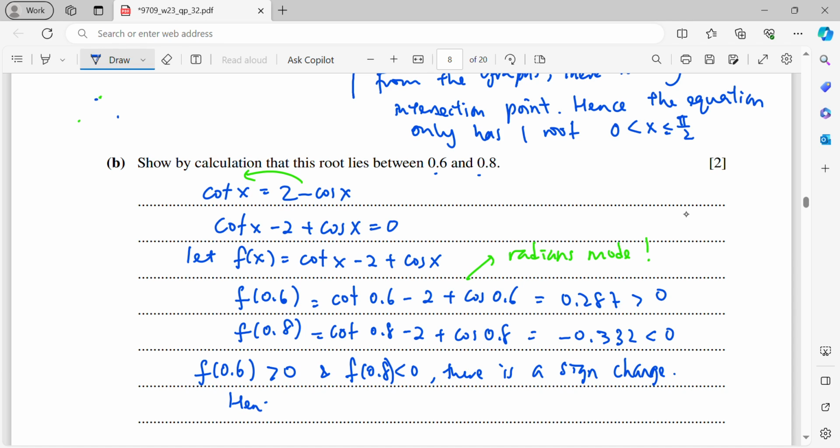Hence, this root lies between 0.6 and 0.8. Okay, so done for this part B.